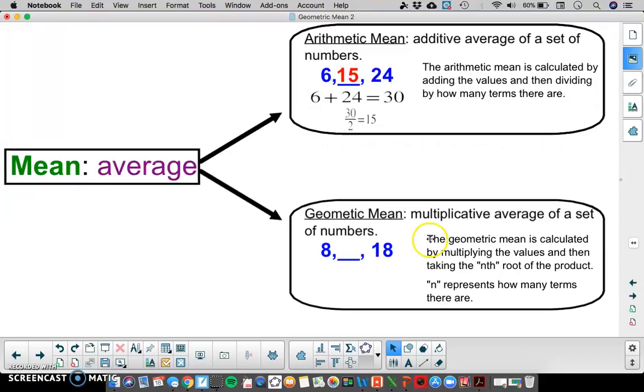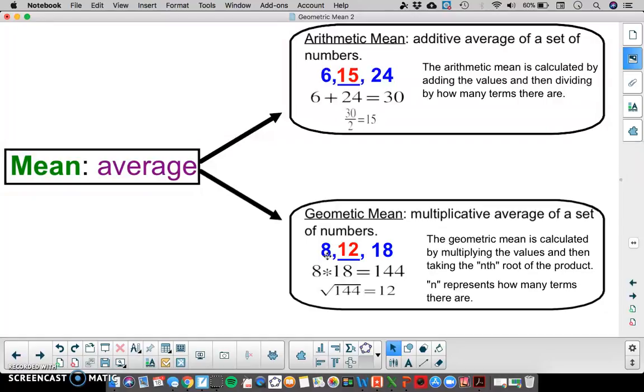So if I want to find the geometric mean of 8 and 18, I want to know what the multiplicative average of 8 and 18 is. So I'm going to multiply 8 and 18 together to get 144. And because there were two terms, I'm going to take the square root of 144 to get 12. That means that 12 is the geometric mean of 8 and 18.